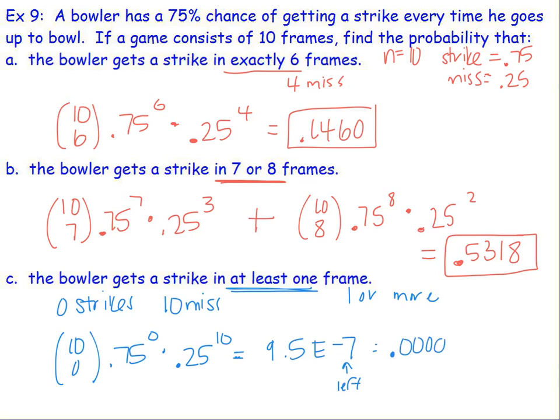0.60 and then 95, which is very, very tiny, but it's scientific notation. I don't want you to freak out when you see it in the calculator. I want you to know what it means.